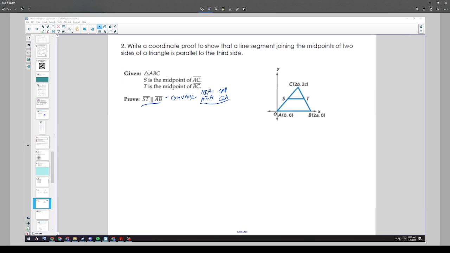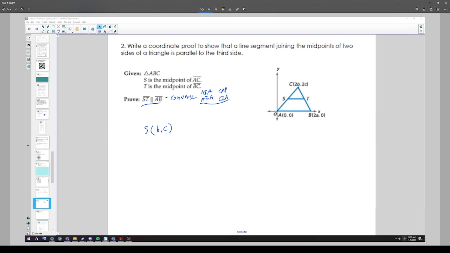So we have triangle ABC. We have S as the midpoint, T is the midpoint. So we found in the last section that the midpoint would also be the midpoint of the coordinate distance. So we could say that S is at 2b plus 0 over 2, so that's B, and it's at 2c plus 0 over 2, which would be C. So S is at B comma C.